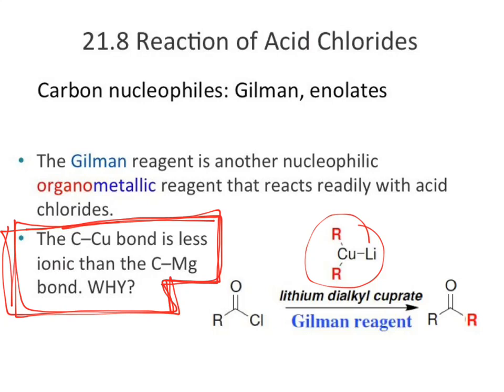The carbon-copper bond is a little bit less polar than the carbon-magnesium bond. And that's because copper has a higher electronegativity than magnesium, which means less polarity, which also means less nucleophilic. Okay, so it's not going to quite react the same. Okay?